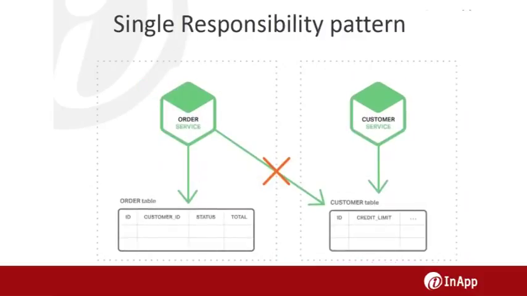So the single responsibility pattern, this is again key to microservices. Every microservice must shoulder a single responsibility. It makes it simple and manageable. An order service should not bother about updating the customer table with the credit limit. Instead, it should fire an order created event and then let the customer service consume that event and do the job of updating the remaining credit and then firing the credit reserved event back to be consumed by the order service.